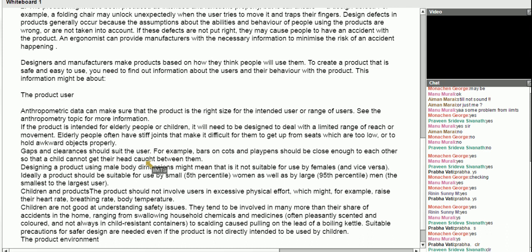Children are not good at understanding safety issues. They tend to be involved in many more than their share of accidents, such as scalding caused by pulling on the lid of a boiling kettle. Suitable precautions for safety design are needed even if the product is not directly intended to be used by children. Clear? This is the product user.